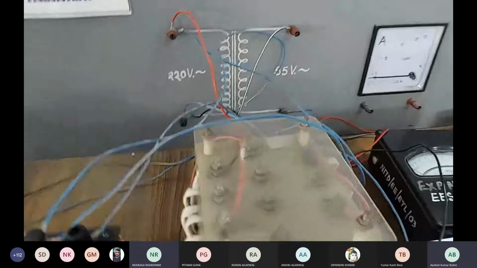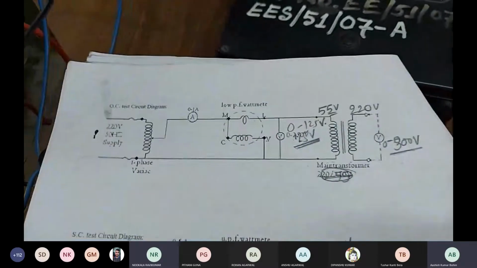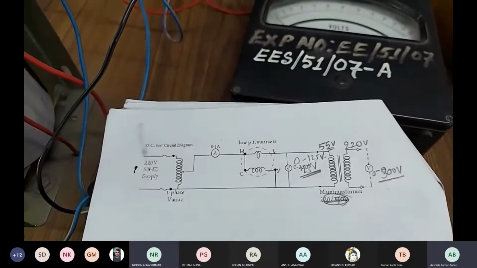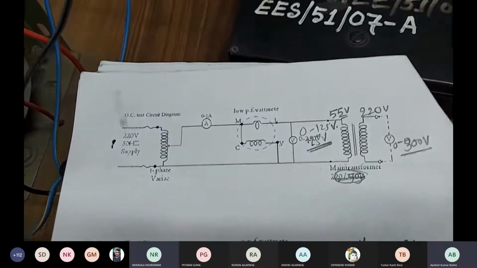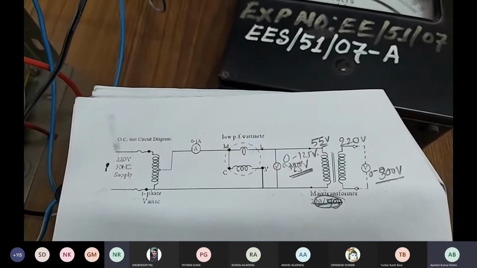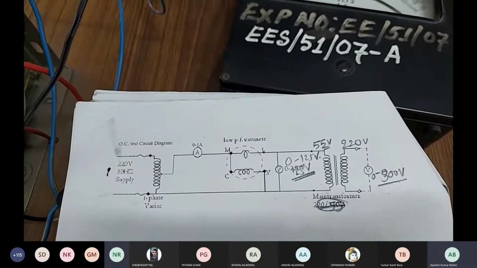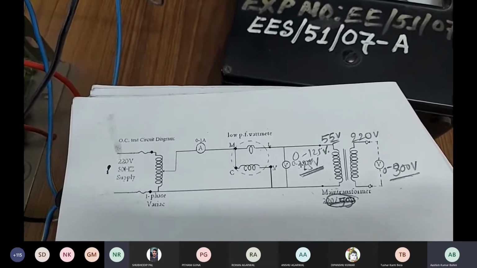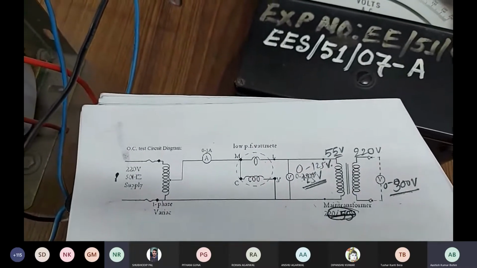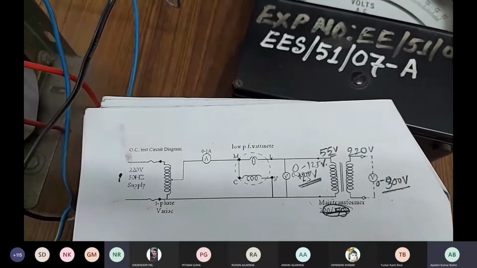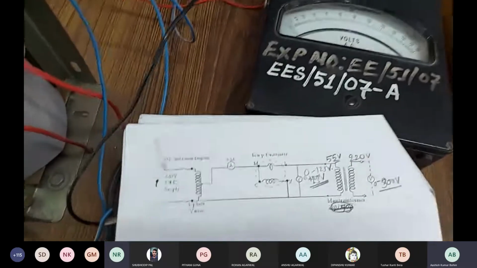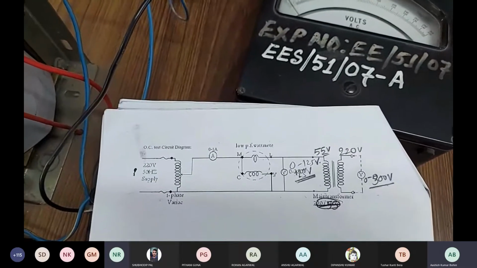First we have to see the connection diagram of the open circuit test. You check this one. Here the apparatus required are one single phase variac, one ammeter, two voltmeters, and one wattmeter, and the wattmeter should be a low power factor wattmeter. Because this is a no load open circuit test, in the secondary we will not connect any load, so a very low power factor is expected here. So we will use an LPF wattmeter here.